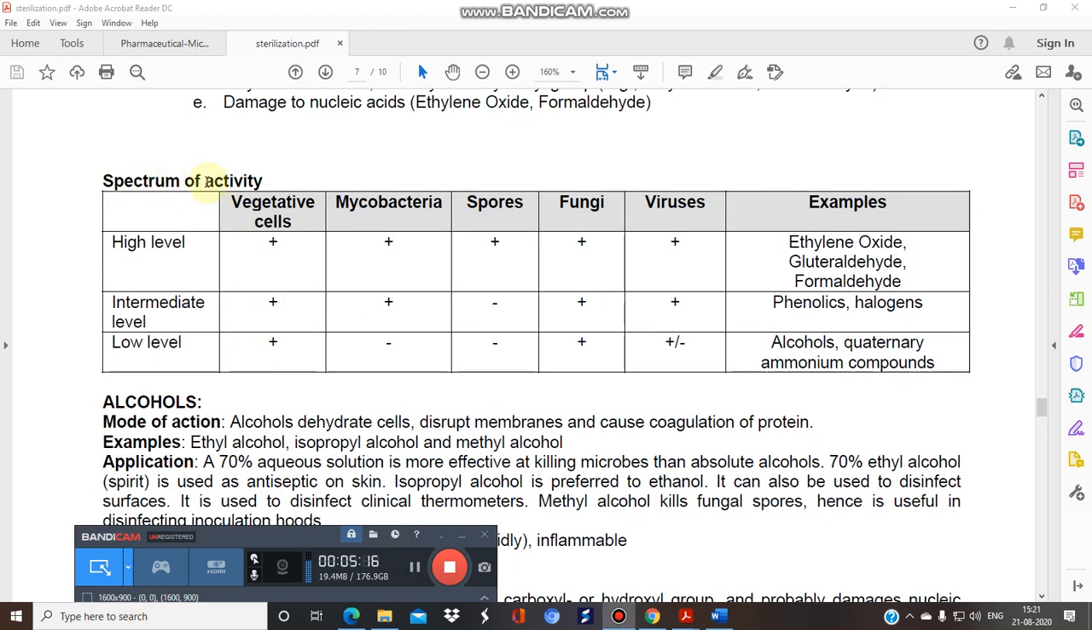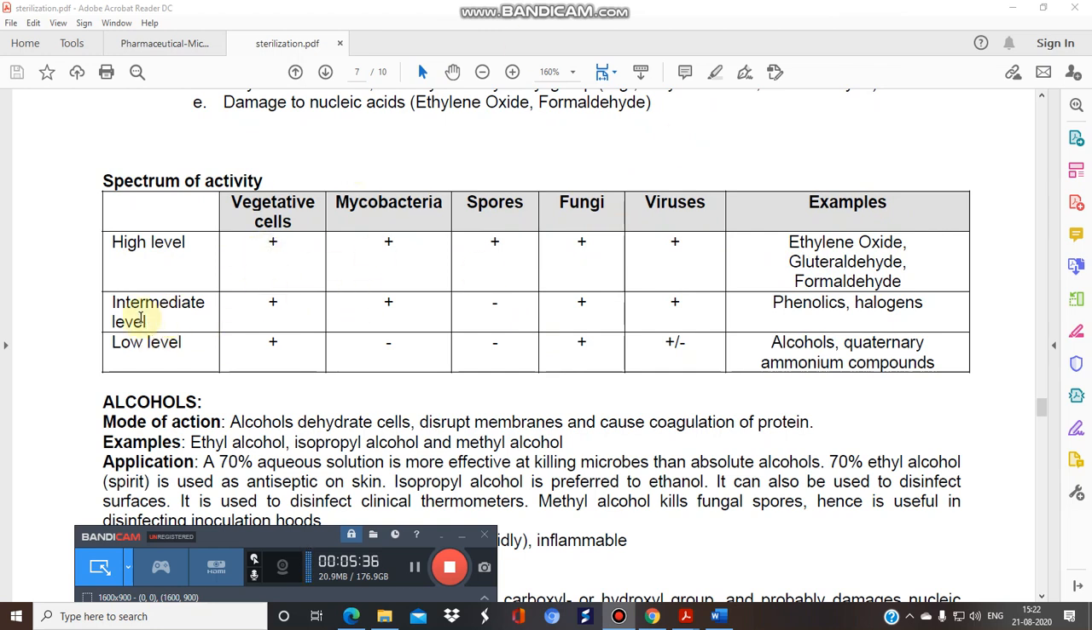Please see this table. This is a spectrum of activity. It shows high level, intermediate level and low level. Look at this high level, it is active. Which type of examples? Ethylene oxide, glutaraldehyde and formaldehyde. These are active against viruses, fungi, spores, mycobacteria and vegetative cells.